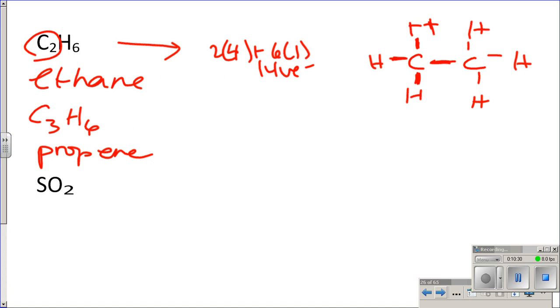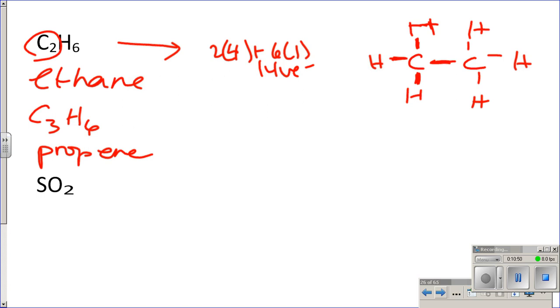So this carbon has an octet. This carbon has an octet. Each hydrogen has 2 because it's sharing. Remember, sharing doesn't mean you get to take it. It's just a shared space. So each hydrogen's happy. Total valence electrons listed here: 14. 2, 4, 6, 8, 14.